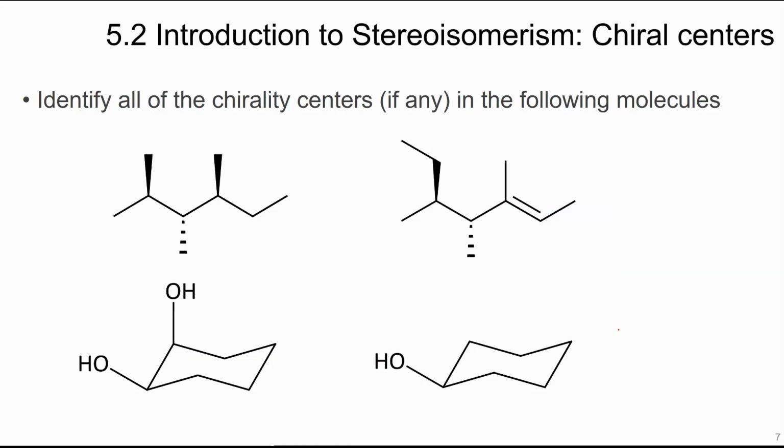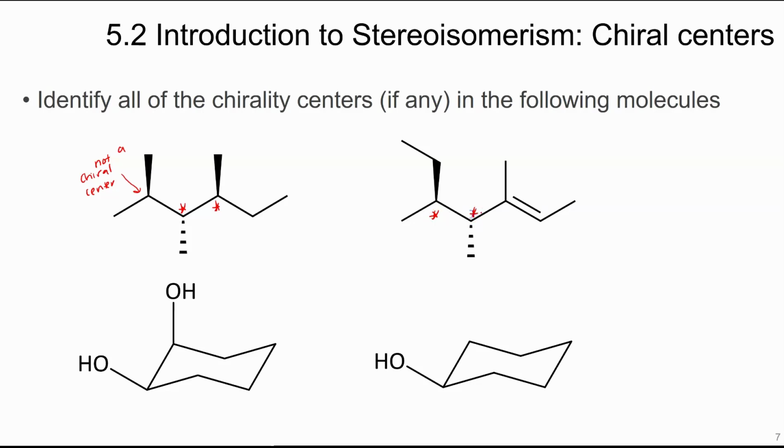Identify all of the chirality centers, if any, in the following molecules. If you look at this first carbon here, there's a carbon bonded to a CH3 and a CH3. Since these two groups are the same, this is not a chiral center. This group, though, is different than these two. So this is a chiral center, and this is a chiral center. So just because stereochemistry is shown does not make it a chiral center. And likewise, if it's not shown, that does not mean that it is not a chiral center. This group is different here.